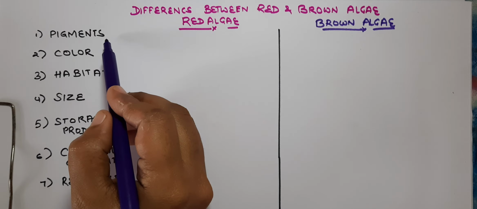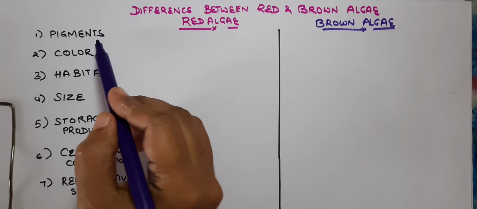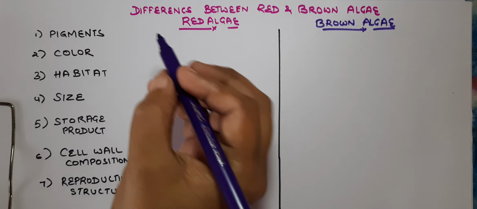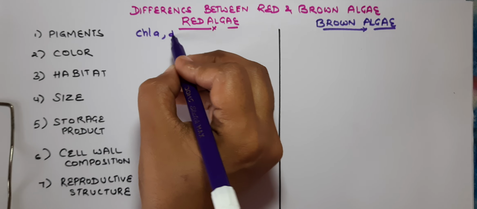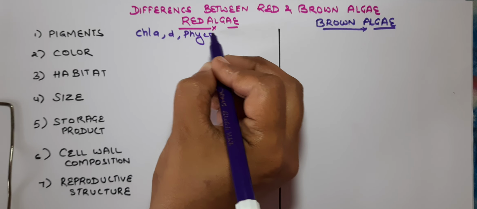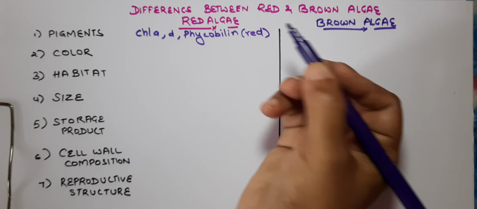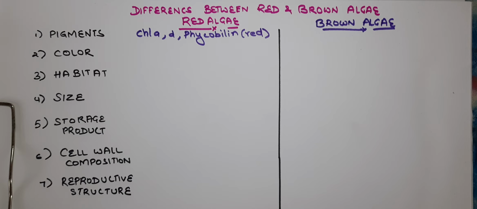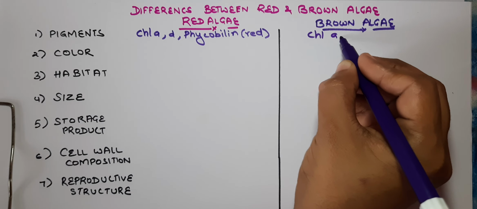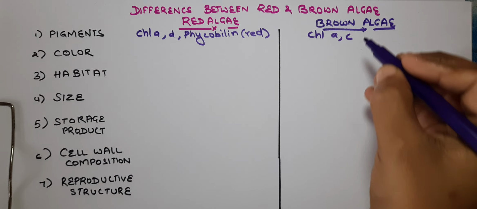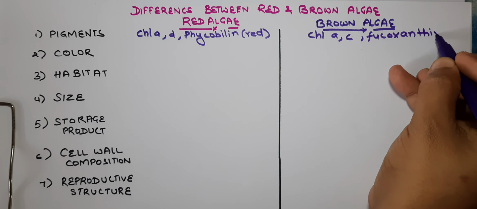So first of all, if we talk about the difference between red and brown algae, the first difference is in terms of pigment. Okay, so the red algae will contain chlorophyll A, D and phycobilin, and this phycobilin is a red color pigment. Okay, and this is imparting the characteristic red color to the algae. Whereas the brown algae consists of chlorophyll A, C and fucoxanthin. Okay, and this fucoxanthin is responsible for giving the brown color to the algae.